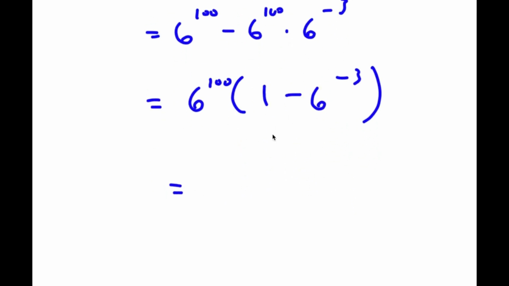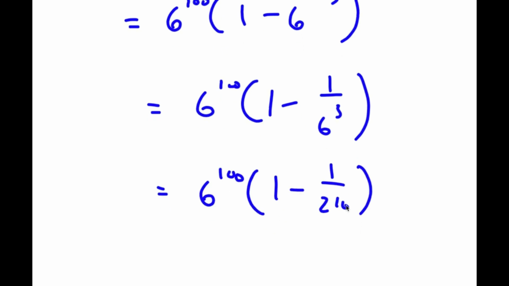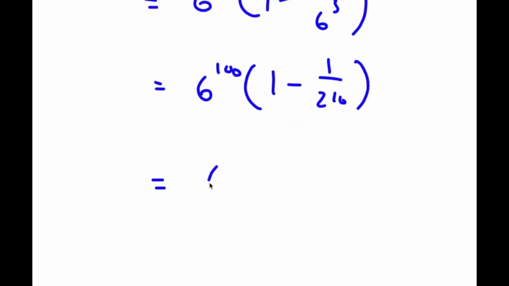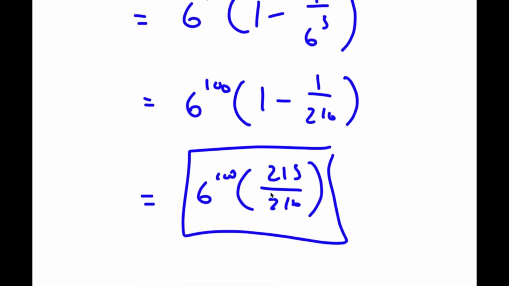And 6 to the power of negative 3 is the same thing as 1 over 6 to the power of 3. Now remember, 6 to the power of 3 is going to equal 216. So now I have 6 to the power of 100 times 1 minus 1 over 216. And 1 minus 1 over 216 is equal to 215 over 216. So 6 to the power of 100 times 215 over 216 is another way to write our answer.